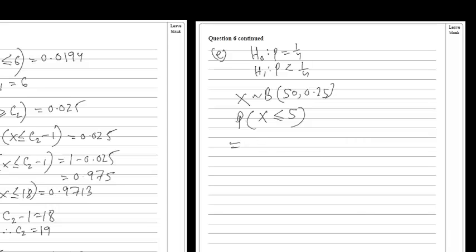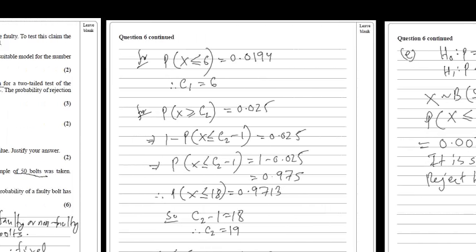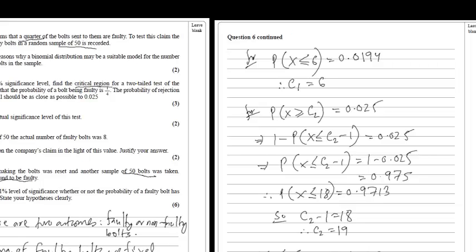We look up the table, and 1% is the significance level, so this is significant. If it is significant, reject H naught. Now we have to give the context, and the context is the faulty bolts have decreased.